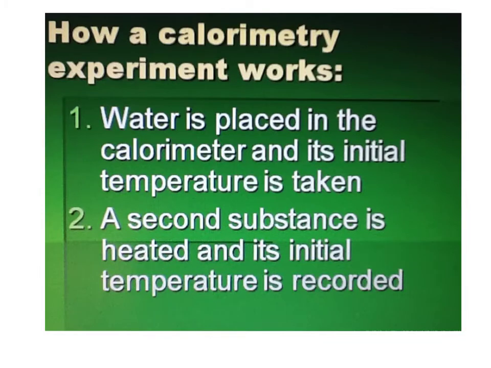So I just kind of explained this process, but let's go ahead and get it into your notes. So how a calorimetry experiment works. First, water is placed into the calorimeter and its initial temperature is taken. That's a very important step. After that, the second substance, which in most of the cases for us is going to be a metal, is heated and its initial temperature is recorded.